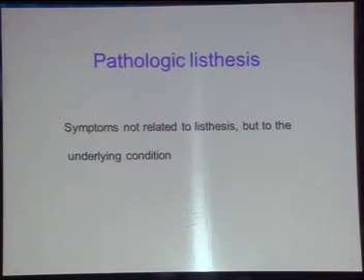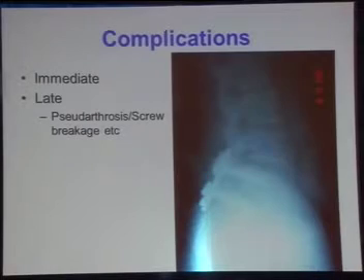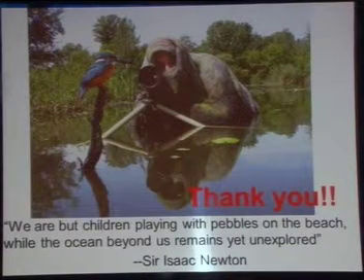In pathological listhesis, usually the symptoms are related to the pathology, not to the listhesis. And everything has its own toll, maybe immediate surgical or anesthetic, and late pseudarthrosis or screw breakage, everything. So if there is a high grade listhesis, it's better to reduce, and mind the angular relationship between the vertebrae, and they do well. Thank you.